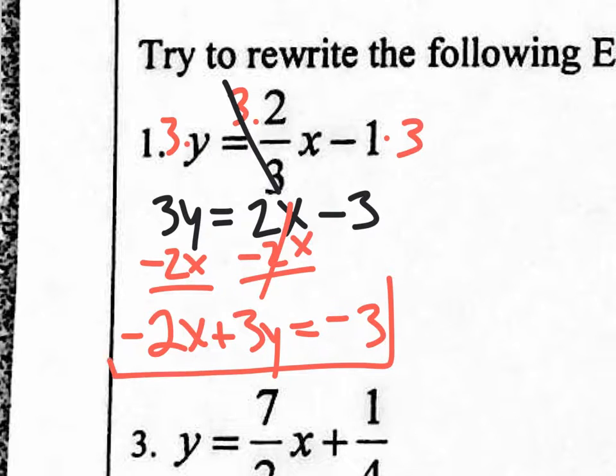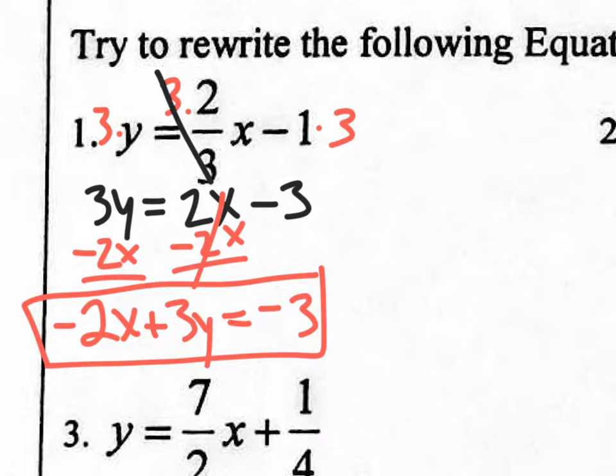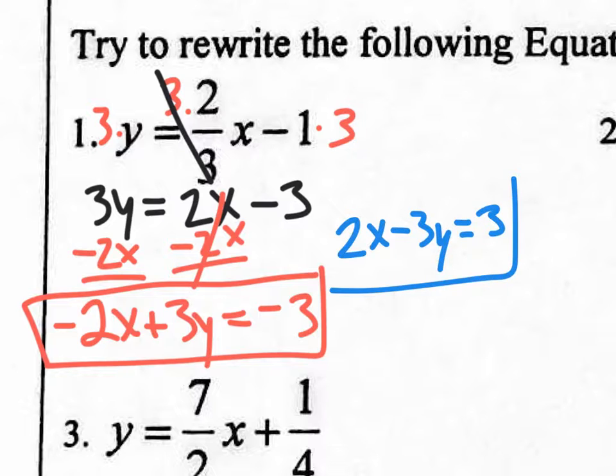Now this is an acceptable answer. However, some math teachers prefer the a value to be 1, so either one's good with me. On your final exam, if you don't see this, you might see this one written down in place of it. Both of those are acceptable. You notice that they're the same thing. I just changed the sign right here, change the sign, change the sign.